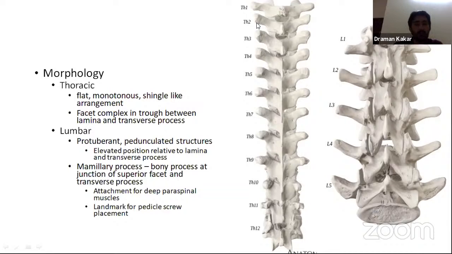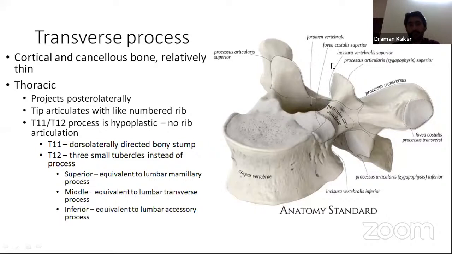the transverse process. While in the lumbar region, as we can see, they are protruded above the lamina and the transverse processes. The transverse processes in the thoracic region are different as compared to the lumbar and cervical region. They are directed dorsally and laterally and well above the facet joint as compared to the lumbar region.